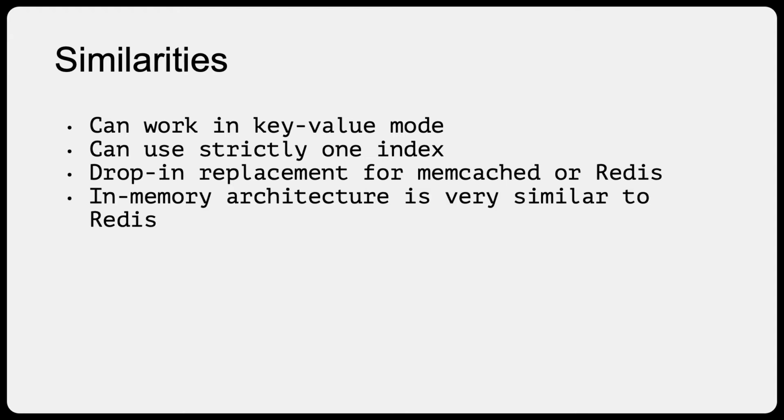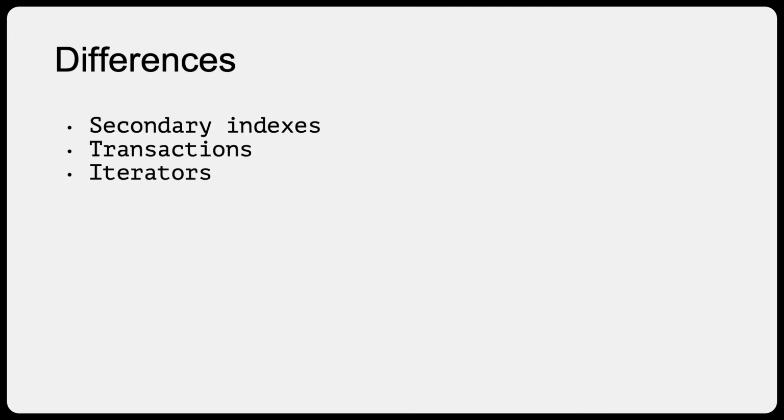Tarantool is similar in its in-memory architecture to Redis. It just has a slightly different data structure. If Redis suits your architectural scenarios, Tarantool does too. You can find a detailed comparison in the article linked in the description below this video. And the main differences between Tarantool and key-value databases are secondary indexes, transactions, and iterators.